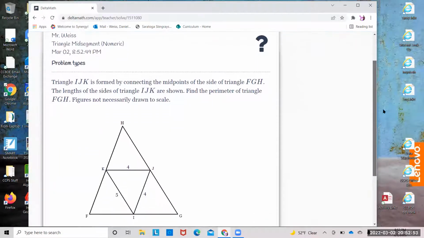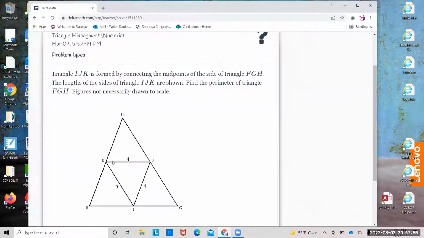Over here, if this guy is 4, then this big guy here is 8. You just double it. If this guy here is 4, then this whole thing is 8. If this here is 5, then this whole thing is 10. You double it. It says find the perimeter of triangle FGH. All you got to do is take 10 plus 8 plus 8. That's 26.